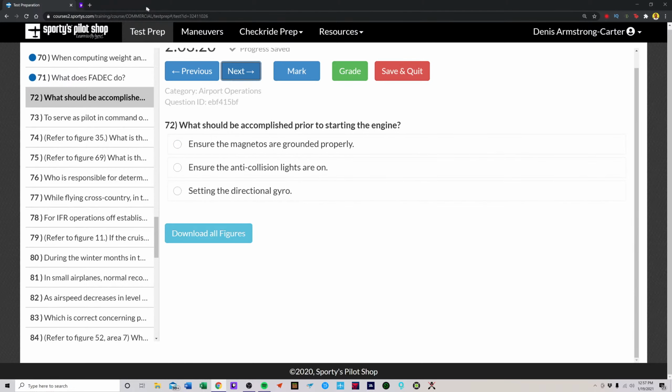So we'll see. What should be accomplished prior to starting the engine? Ensure the magnetos are grounded properly. Ensure the anti-collision lights are on. Set the directional gyro. Ensure the anti-collision lights are on.